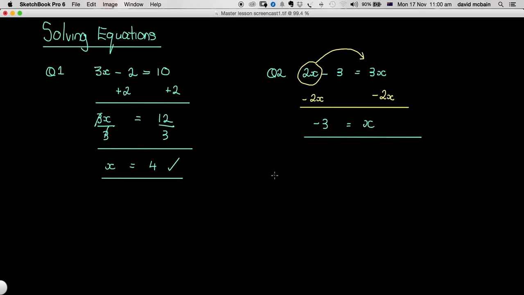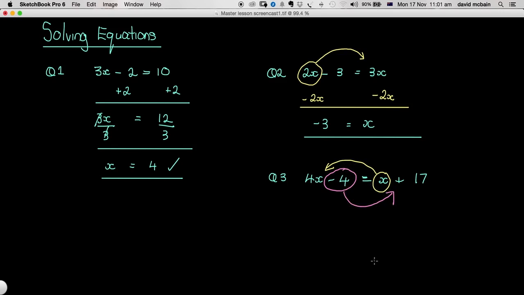Question 3. The equation was 4x minus 4 equals x plus 17. Now once again, we've got x's in two places and we've got numbers in two places. So we need to move the x's together. So we're going to move that x over to the left. Now it's plus x, so we need to minus it. On the other hand, we're going to move the minus 4 to the right-hand side of the equation.